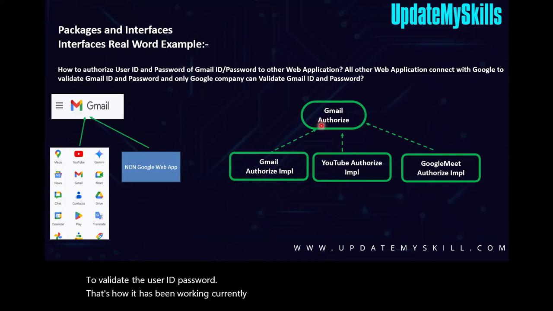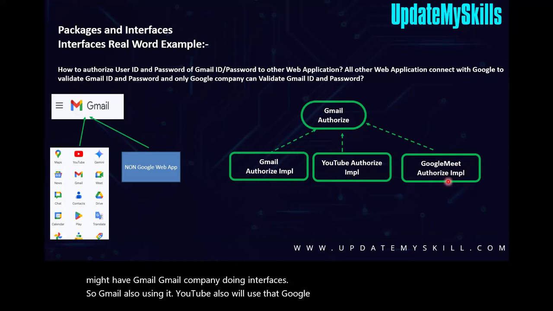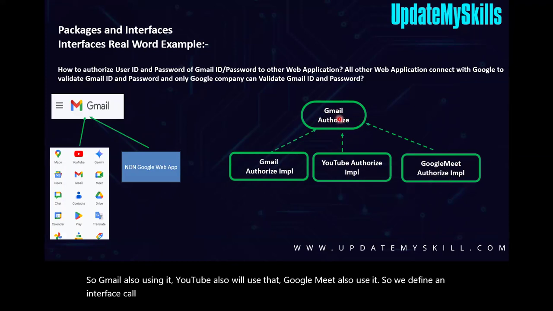If you see, Gmail authorize is an interface; the Gmail company might be defining the interfaces. So Gmail also uses it, YouTube also will use that, and Google Meet also uses it. So we define an interface called Gmail authorize, and YouTube will also try to use that implementation, and Google Meet will also try to use that similar kind of implementation.